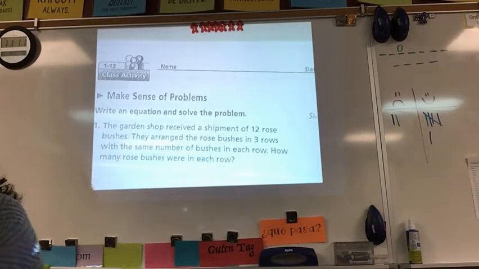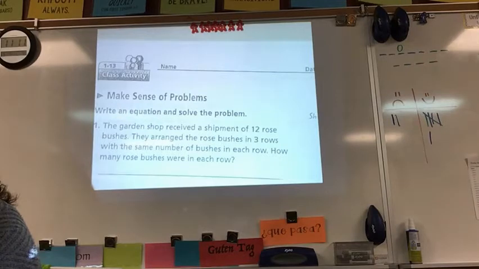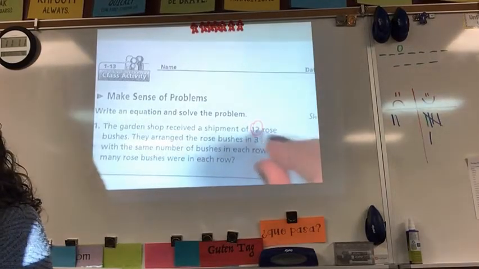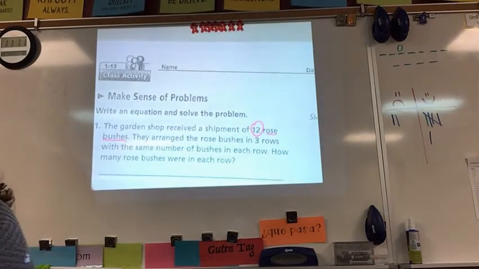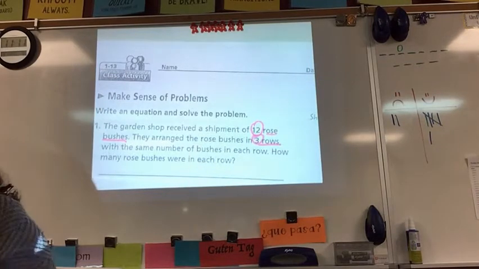Key information. Miss Brielle. What do we know from the problem? We know that the shop got a shipment of 12 rose bushes. Good. What else? They arranged the bushes in 3 rows. So there's 3 rows. Instead of telling me the whole sentence, though, just tell me what I need to mark, okay? Okay.